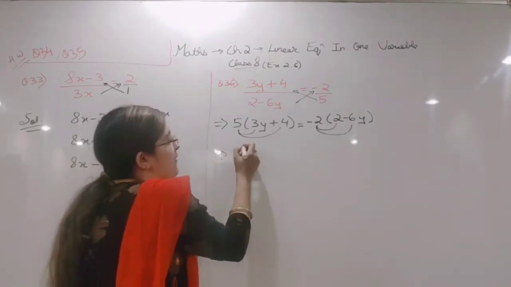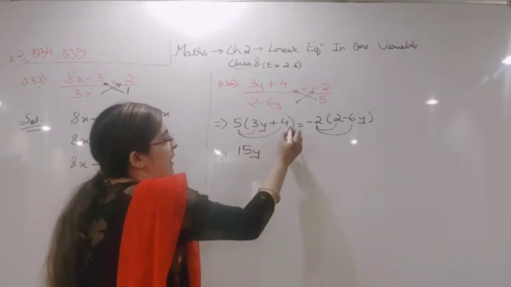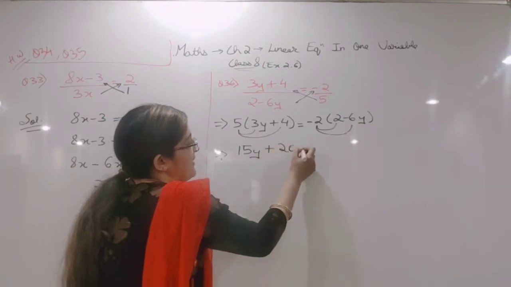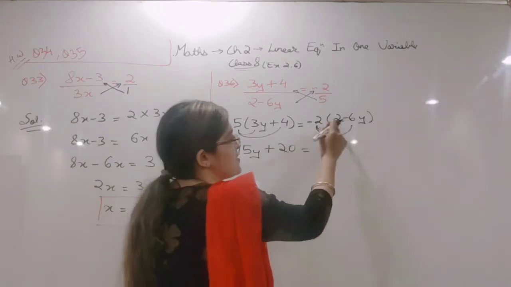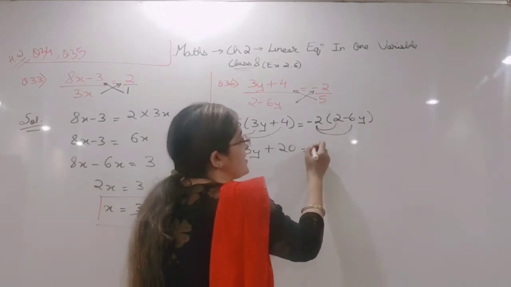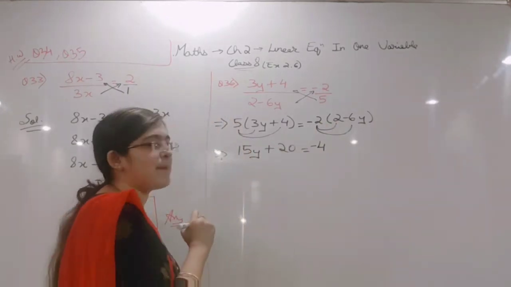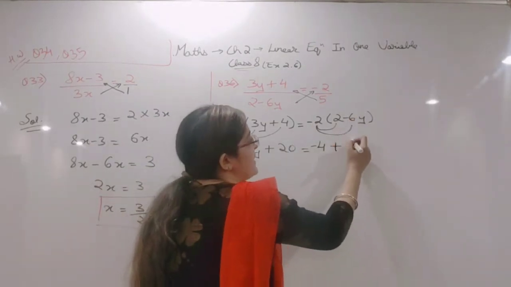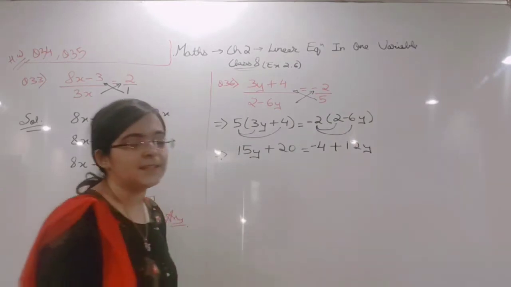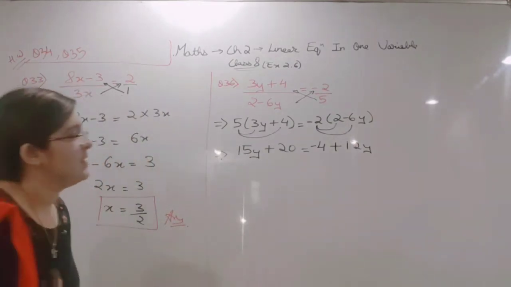See, 5 into 3y will be 15y. 5 into 4 will be 20. The sign was plus, I have kept it. Now, minus 2 into 2 will be minus 4. Plus minus minus, and minus 2 into minus 6y will be plus 12y. Minus into minus is plus.